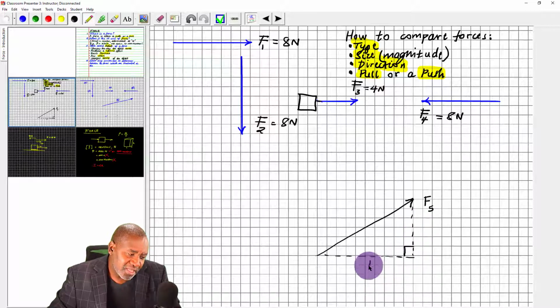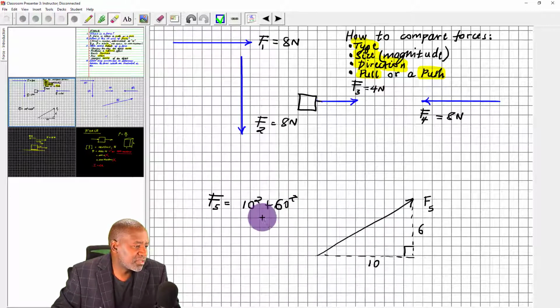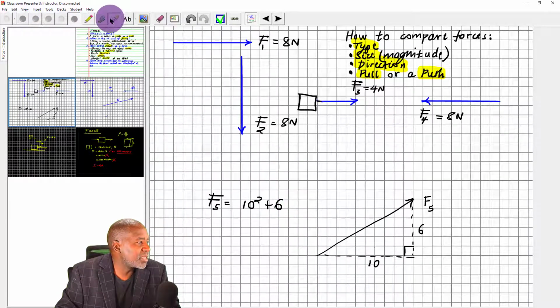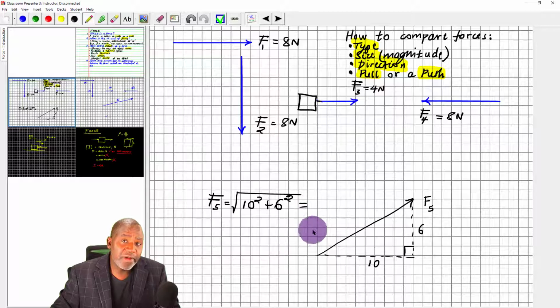So if we have seen that this is 10 squares, 1, 2, 3, 4, 5, 6, and this is 6 squares, we can say that F5 will be equal to the square root of 10 squared plus 6 squared. It's not 60, but 6 squared, square root, because this is how we find the hypotenuse of a right-angled triangle.